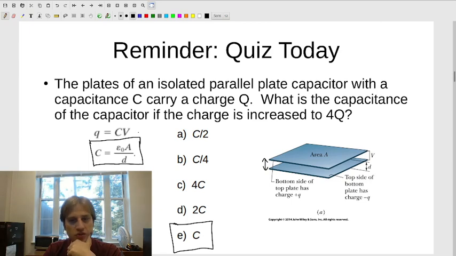All that has changed really is that the C has stayed the same. The charge has gotten 4 times bigger, so that means you applied 4 times the voltage. So you have 4 times the potential difference across the plates, which leads to a 4 times bigger charge. Okay.